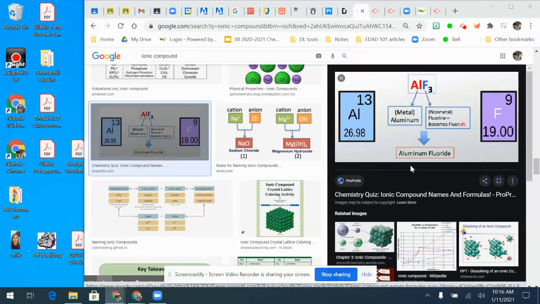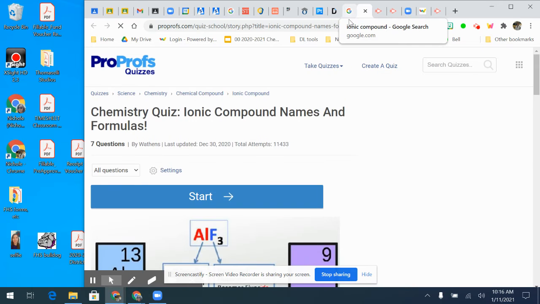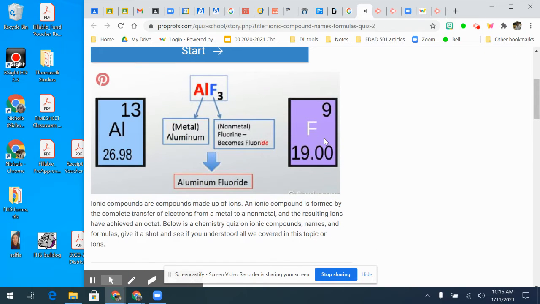Okay, so before I set you free on the worksheet, just one more example of an ionic compound where the charges have to balance out, just to be really clear here. So if we look at this image, see if we can pull it up. Here's a great image. We have aluminum and we have fluorine, right? And they form a compound called aluminum fluoride, which is AlF3.